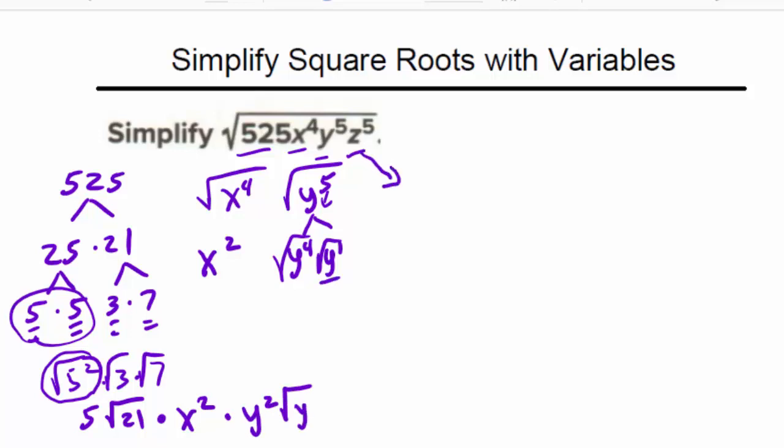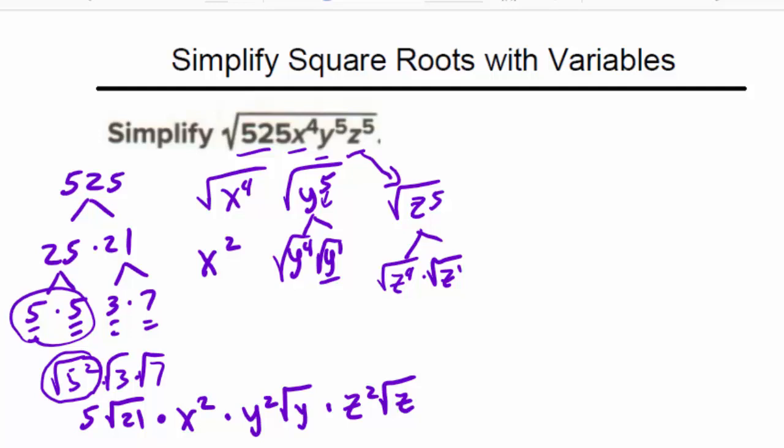And I can do exactly the same thing for the z, so the square root of z to the 5th can be broken into the square root of z to the 4th, that's the next perfect square below 5, times the square root of z to the 1st. The square root of z to the 4th is going to give you just z to the 2nd, and we still have a square root of z left over attached to the end.